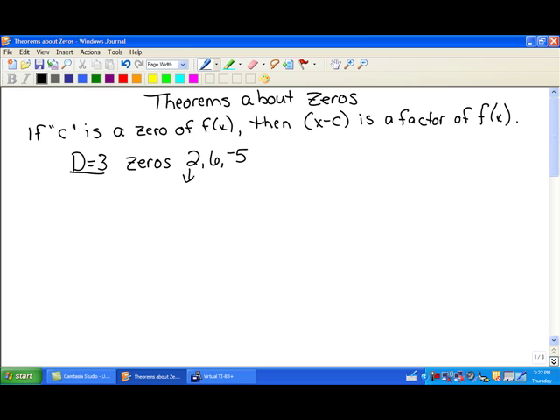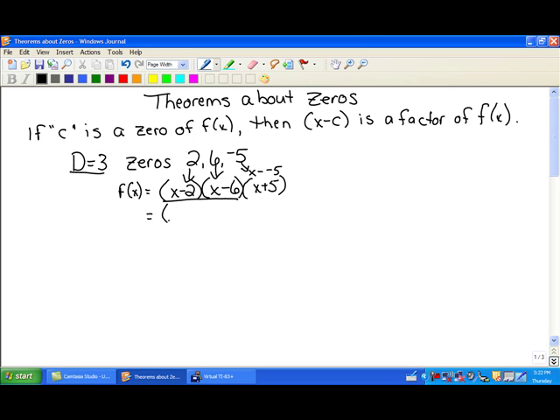If 2 is a zero, then that came from the factor of x minus 2. If 6 is a zero, it came from the factor of x minus 6. And if negative 5 is a zero, that came from the factor of x minus negative 5, which is really x plus 5. Once we have these factors, then all we have to do is multiply out. Use your FOIL or distributive property.